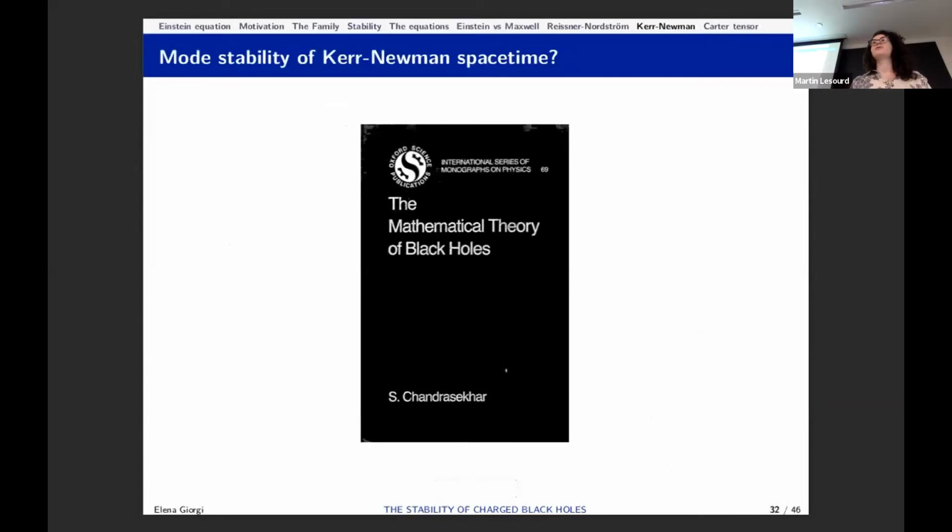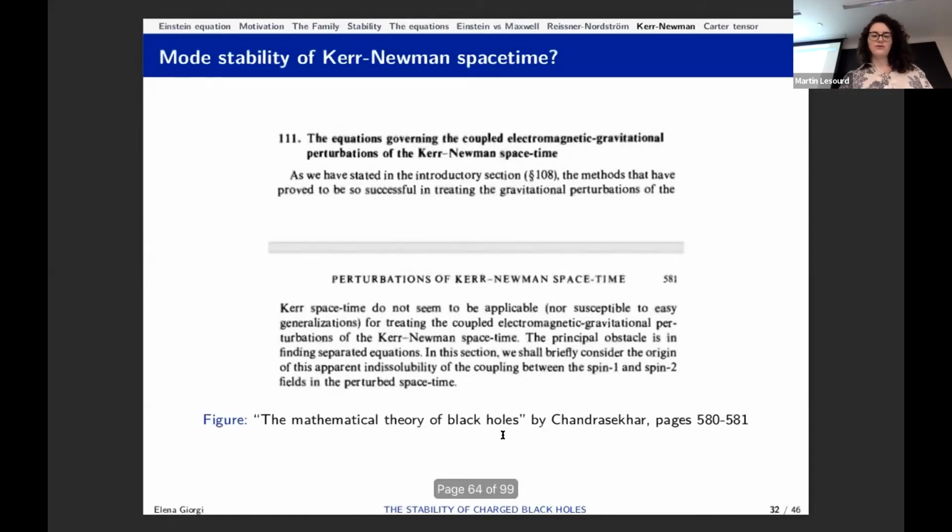Now I'm going to finish by mentioning a little bit about what happens in Kerr-Newman, because as I mentioned at the beginning, there is no mode stability result for Kerr-Newman. In Chandrasekhar's book, on page 580, he writes that the methods that were so successful in treating gravitational perturbations of Kerr do not seem to be applicable for treating coupled electromagnetic gravitational perturbations of Kerr-Newman spacetime.